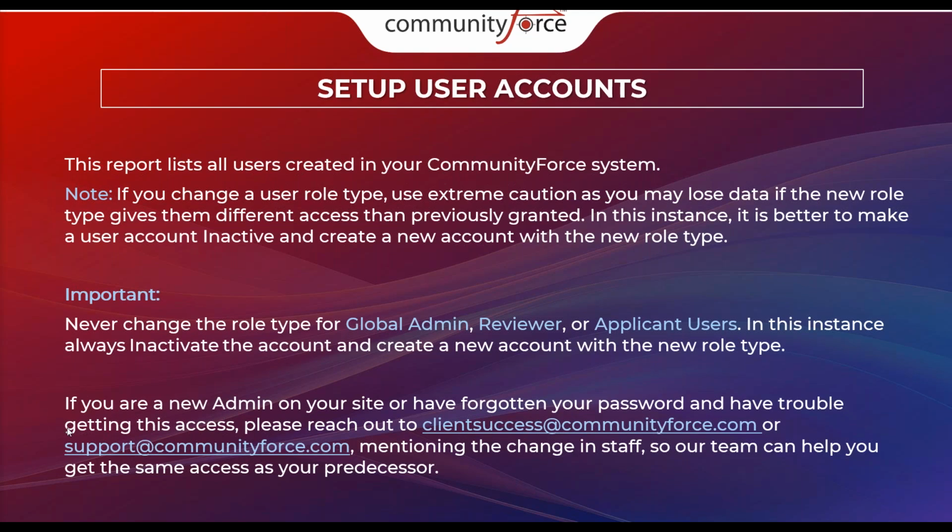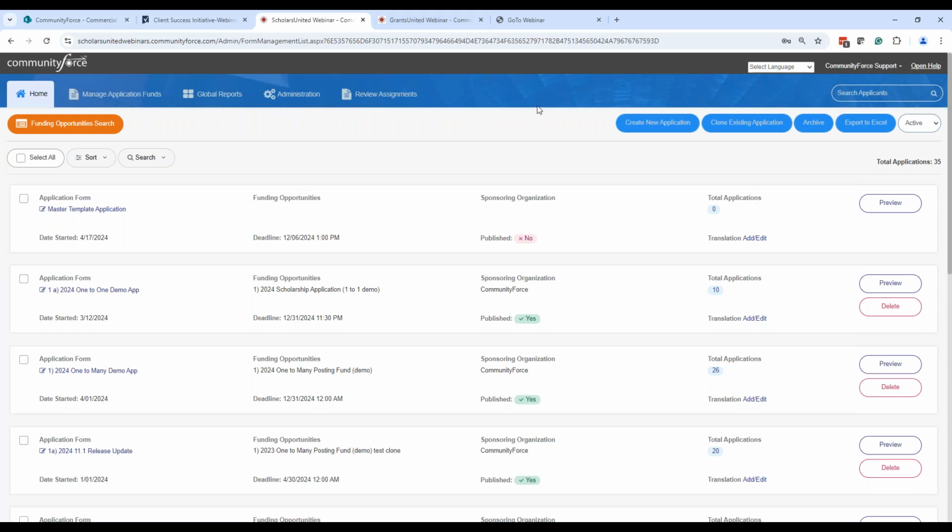So to access the setup users, I am logged in on the scholarship website. Now, if you are a grant user, don't be alarmed. This is the same functionality for a grant site as it is for the scholarship site. When you're setting up user accounts, there are a few different things that you're going to see on your grant site that aren't on the scholarship site, and I will cover those differences in today's session. To get to create users, I'm going to go to the administration tab here.